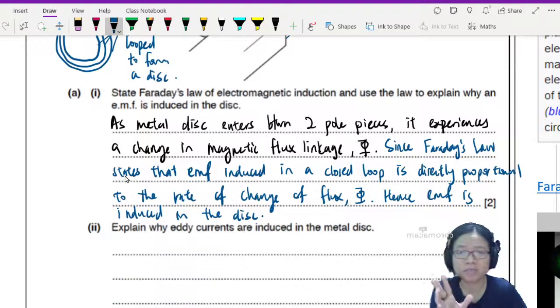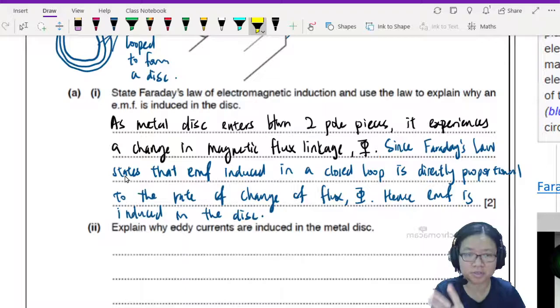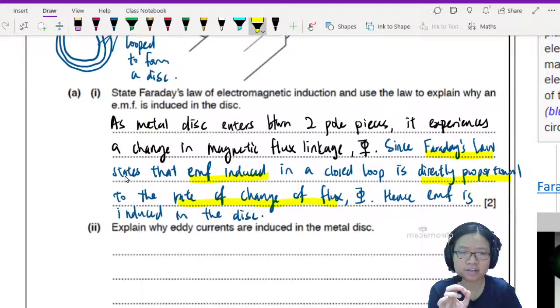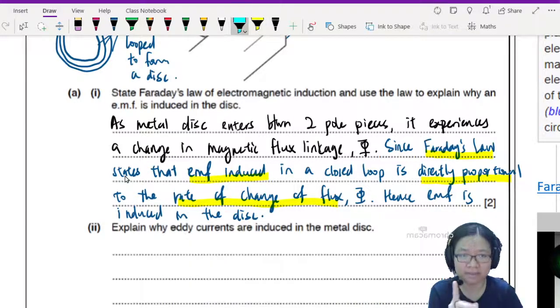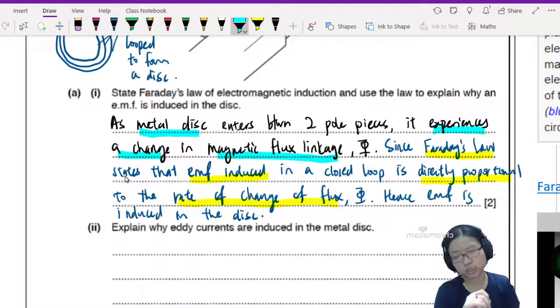So the 2 marks here, of course, one would be a Faraday's law statement. Faraday's law states that EMF induced is directly proportional to the rate of change of flux. Okay? And as the metal disc enters the pole pieces or swings into the pole pieces, you mentioned that this metal disc experiences a change in magnetic flux. Okay? So that would be 1 mark each.